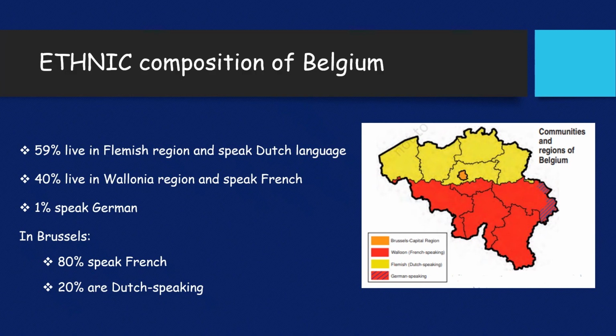Now, if we talk about Brussels, the capital, which has been shown in orange, a very small part, there the ethnic composition is absolutely reverse. Here, 80% speak French and 20% are Dutch speaking people. But the minority French speaking community was rich and powerful. This was not liked by the Dutch speaking community, who got the benefit of economic development and education much later. This obviously led to tensions between the two communities.